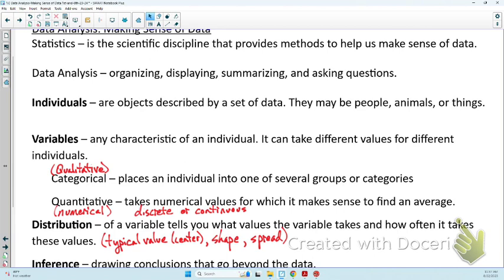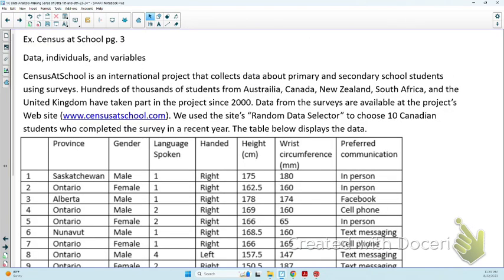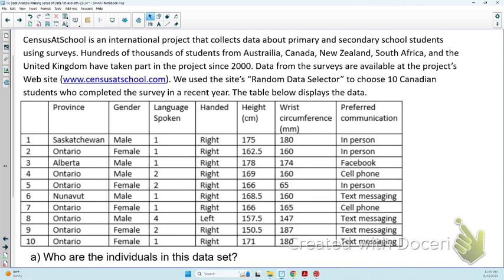Inference, that's where we draw conclusions from our sample. So ideally, we take a good random sample and we make inference to the population we took the sample from. So moving on, we looked at some data. So these are Canadian students randomly selected, and a bunch of questions were asked about them.